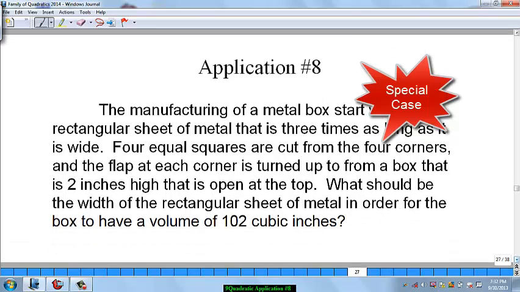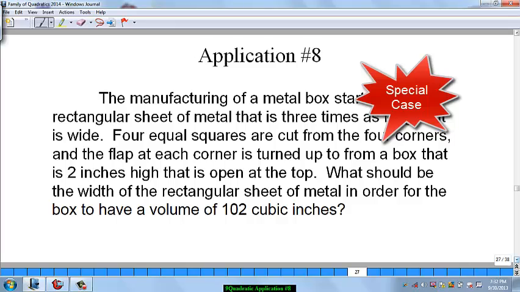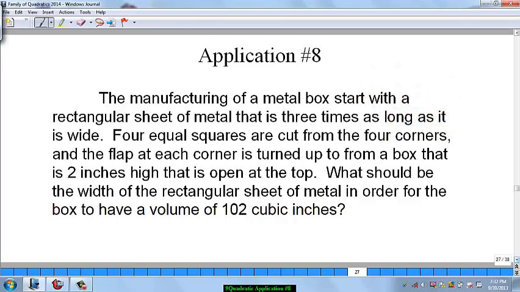Quadratic application number 8. The manufacturing of a metal box starts with a rectangular sheet of metal that is 3 times as long as it is wide. So that's going to be 3x and x. Four equal squares are cut from the four corners, and the flap of each corner is turned up to form a box that is 2 inches high and is open on the top. What should be the width of the rectangular sheet of metal in order for the box to have a volume of 102 cubic inches?